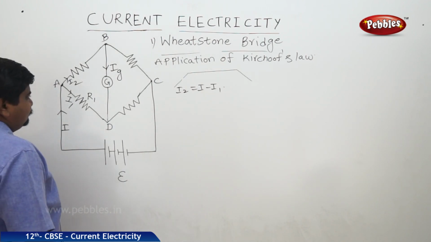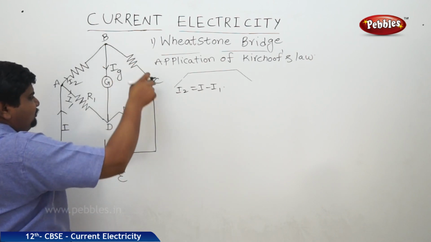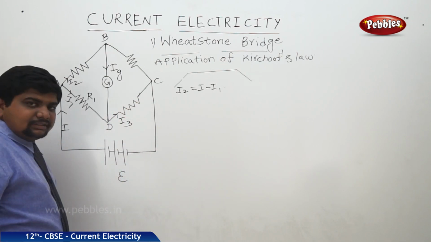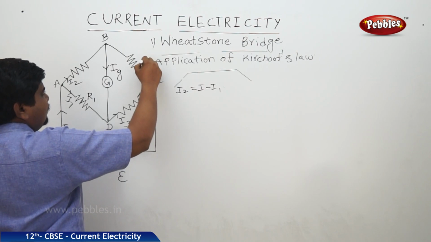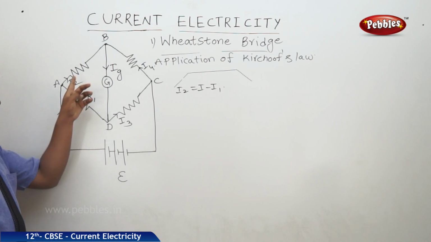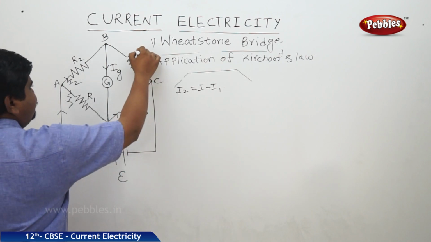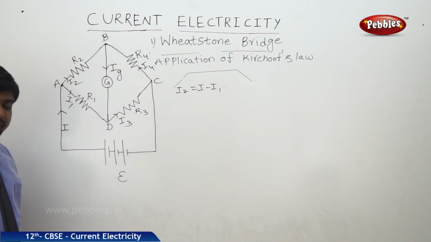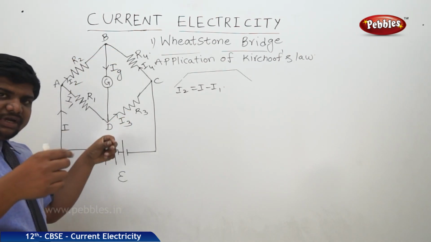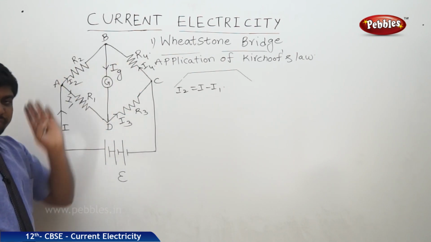Next, with respect to the arm BCDB, the current which passes through this one is I3 and this one is I4. So I1 is through R1, I2 is through R2, I3 is through R3, I4 is through R4. These are the four resistances, formed like a loop, with the galvanometer in the middle. This is one loop and this is another loop.